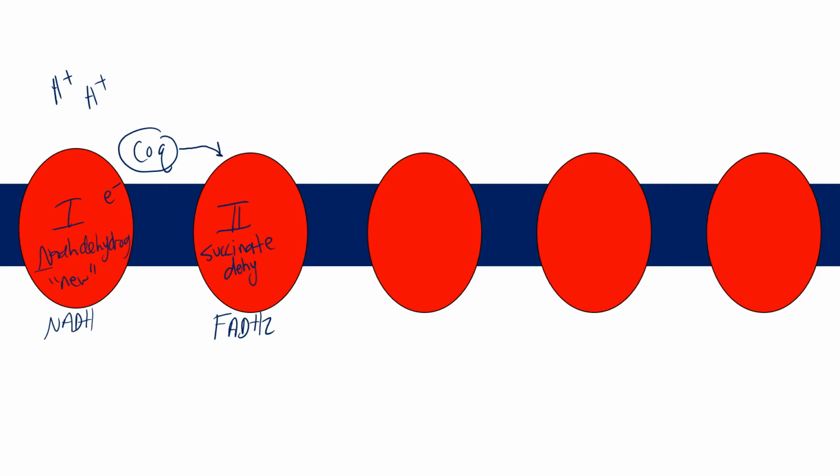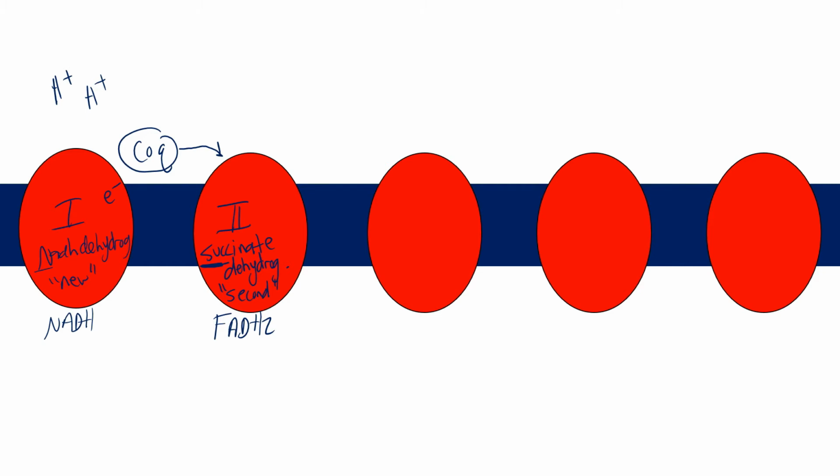Now, how do we remember that? Because remember, on an exam, they may not tell you complex 2. They may be referring to complex 2 and call it succinate dehydrogenase by its full name. Whenever I look at the S in succinate, I think of second. Like the second complex, and that's what it is. It's complex 2 for the second complex, succinate dehydrogenase.